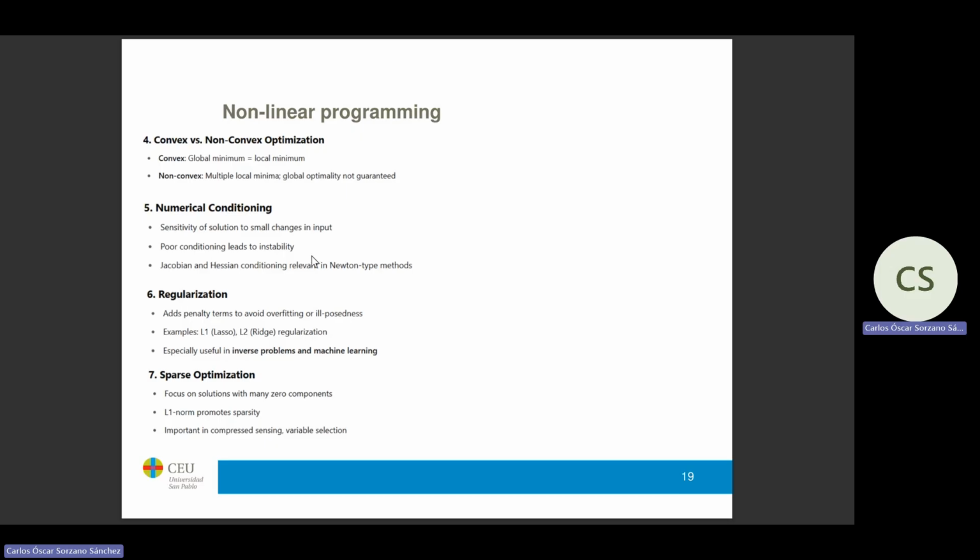And then preconditioning the problem, with this Jacobian or Hessian preconditioning, will be very important for these Newton-type methods. We will see all this later.